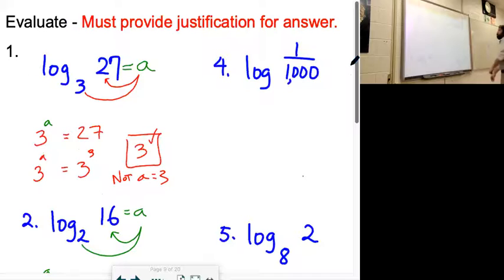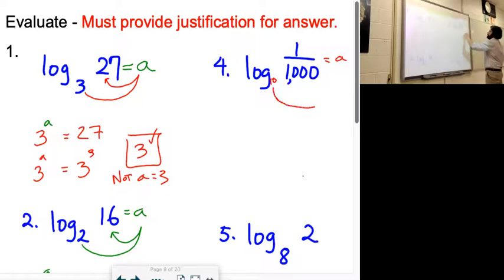So log of 1/1000, right? This is a common log. There's usually a base 10 right there. We just don't write it when we're using the common log. But again, you have to create an equation, go for it.